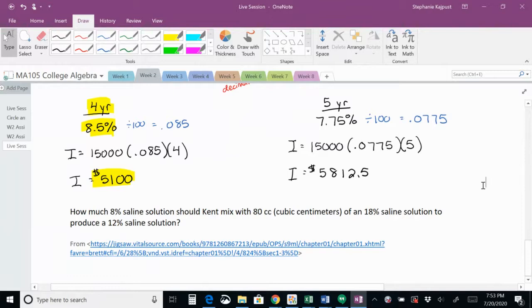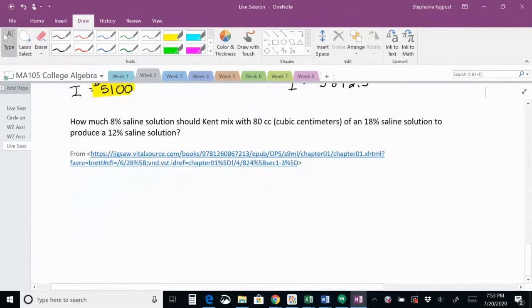How much 8% saline solution should Kent mix with 80 cc's, cubic centimeters, of an 18% saline solution to produce a 12% saline solution? So because you're mixing things together, this is what's called a mixture problem. And this is something that in healthcare, so let's say you ran out of some percent of saline that you needed, you have to figure out, oh man, I have to make this percent. You have certain things to work with. You have to figure out, okay, how much do I need to do this?